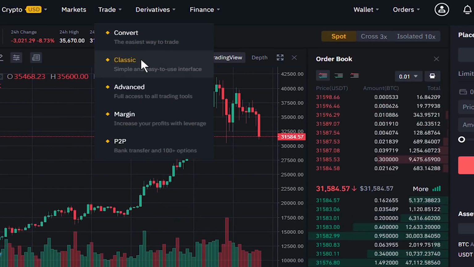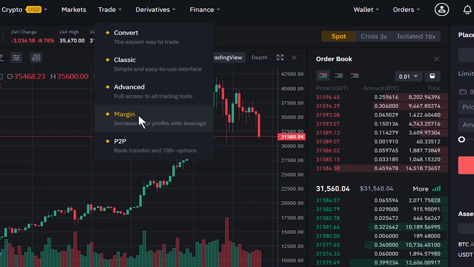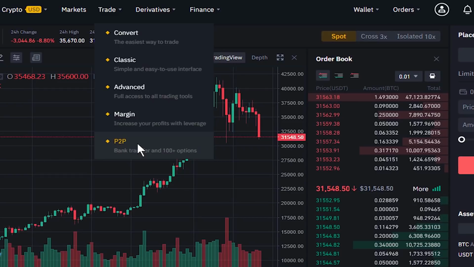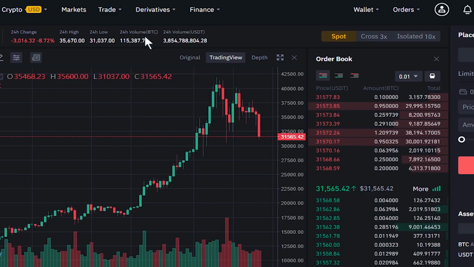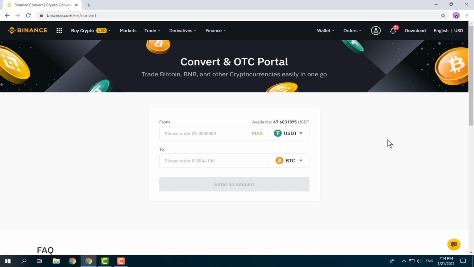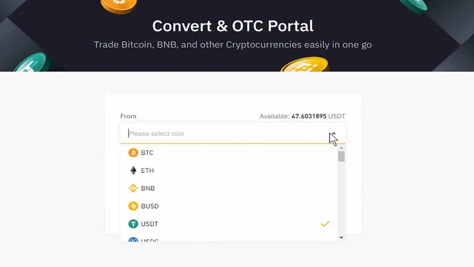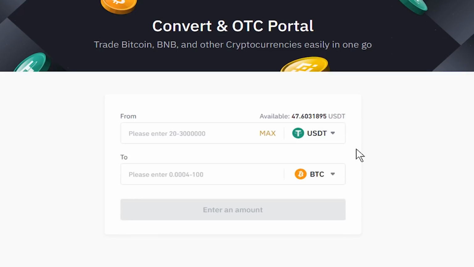We've already discussed classic, advanced, and margin trading. And now let's see what Convert and P2P are. Let's begin with Convert. This is the Convert and OTC Portal, over-the-counter portal actually, which provides a very easy way to trade. In the first box here, you select the coin that you want to convert. USDT is selected for us because we have USDT available right now. And in the second box here, you select the coin that you want to convert to. As you can see, I have 47 tethers available and I want to convert it to Bitcoin.